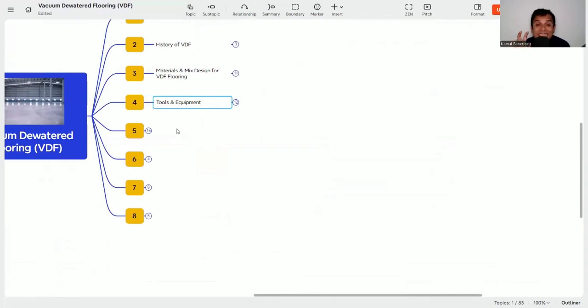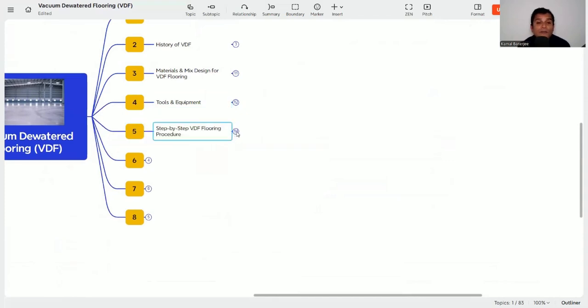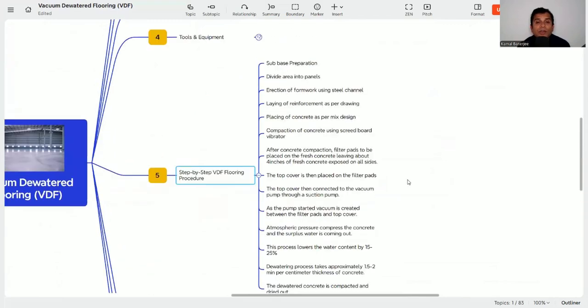The next question is: what is the step-by-step procedure for VDF? First we need the sub-base preparation. So what is the sub-base? It is the PCC or the base layer. If it is a base layer, we need to do the compaction and achieve the degree of compaction as required. Or if it is PCC, we need to do the PCC at a maximum of 75 mm thick.